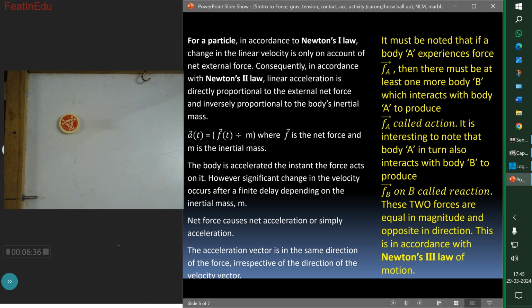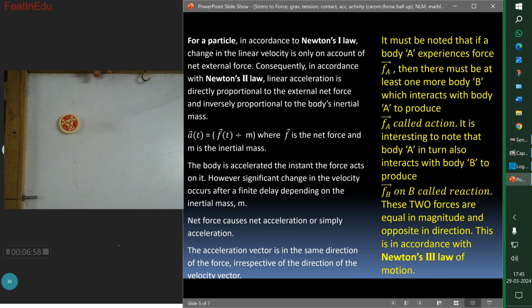Okay, so now this is interesting. For a particle, in accordance with Newton's first law, change in the linear velocity. Now I am using the word linear velocity because you are soon going to see that force will also cause rotational acceleration, change in the rotational motion. So I want to differentiate between the two. So I am using the word linear velocity.